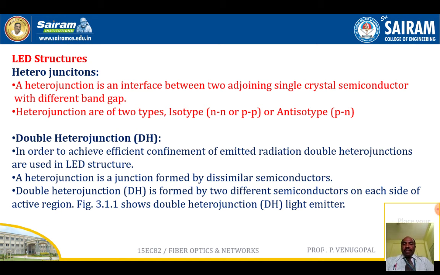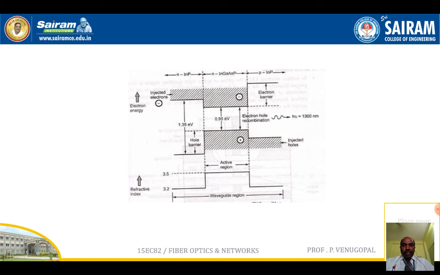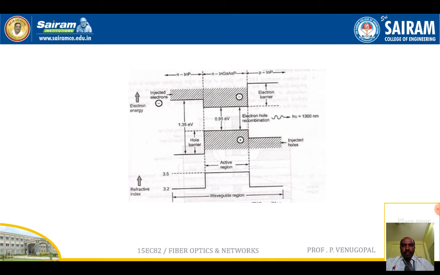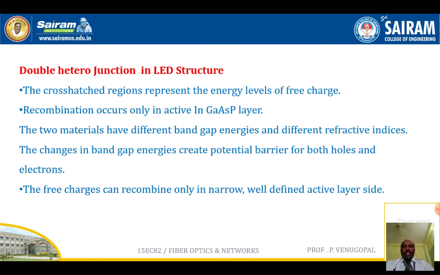What is a double heterojunction? In order to achieve efficient confinement of emitted radiation, double heterojunctions are used in the LED structure. A heterojunction is a junction formed by dissimilar semiconductors. A double heterojunction, DH, is formed by two different semiconductors on each side of the active region, and figure 3.1.1 shows the double heterojunction light emitter. So this is the diagram of a double heterojunction light emitter.